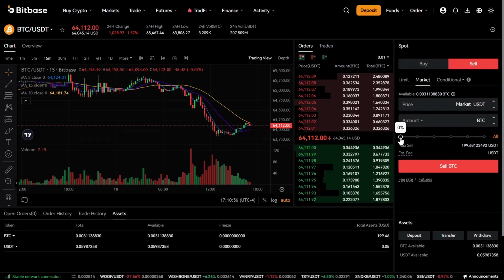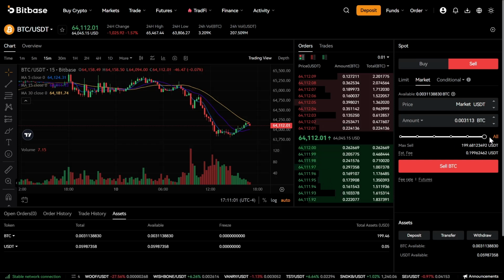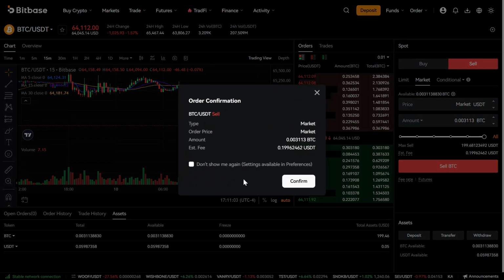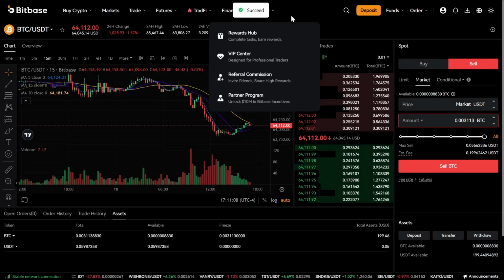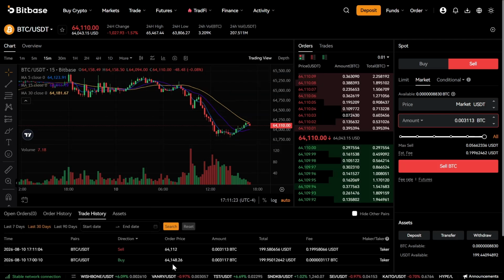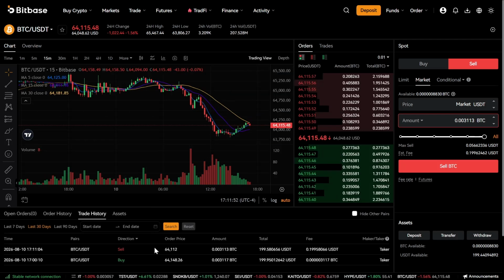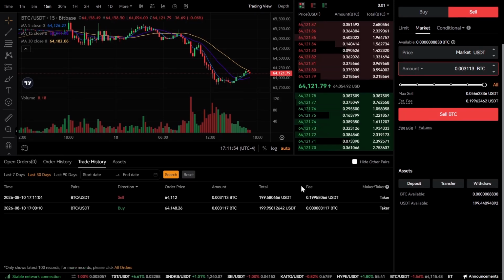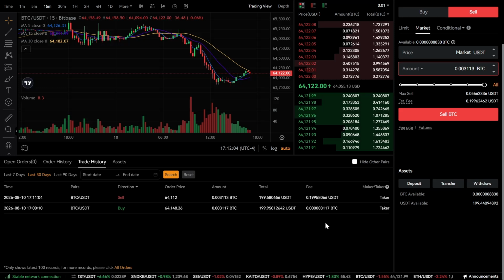If we wanted to sell our Bitcoin, we would just scroll back up and under market, click on sell, and then we would choose how much we want to sell. We want to sell our full position, and then just click Sell BTC, confirm the details of the order, and we can see that it was successful. We can now see under trade history our buy and sell of Bitcoin. Our trade did lose a bit, but that was mainly due to the trading fees. So that's a good reminder that when you are opening and closing a position quickly, always think about the fees that will cost you. And that's how to spot trade on Bitbase.